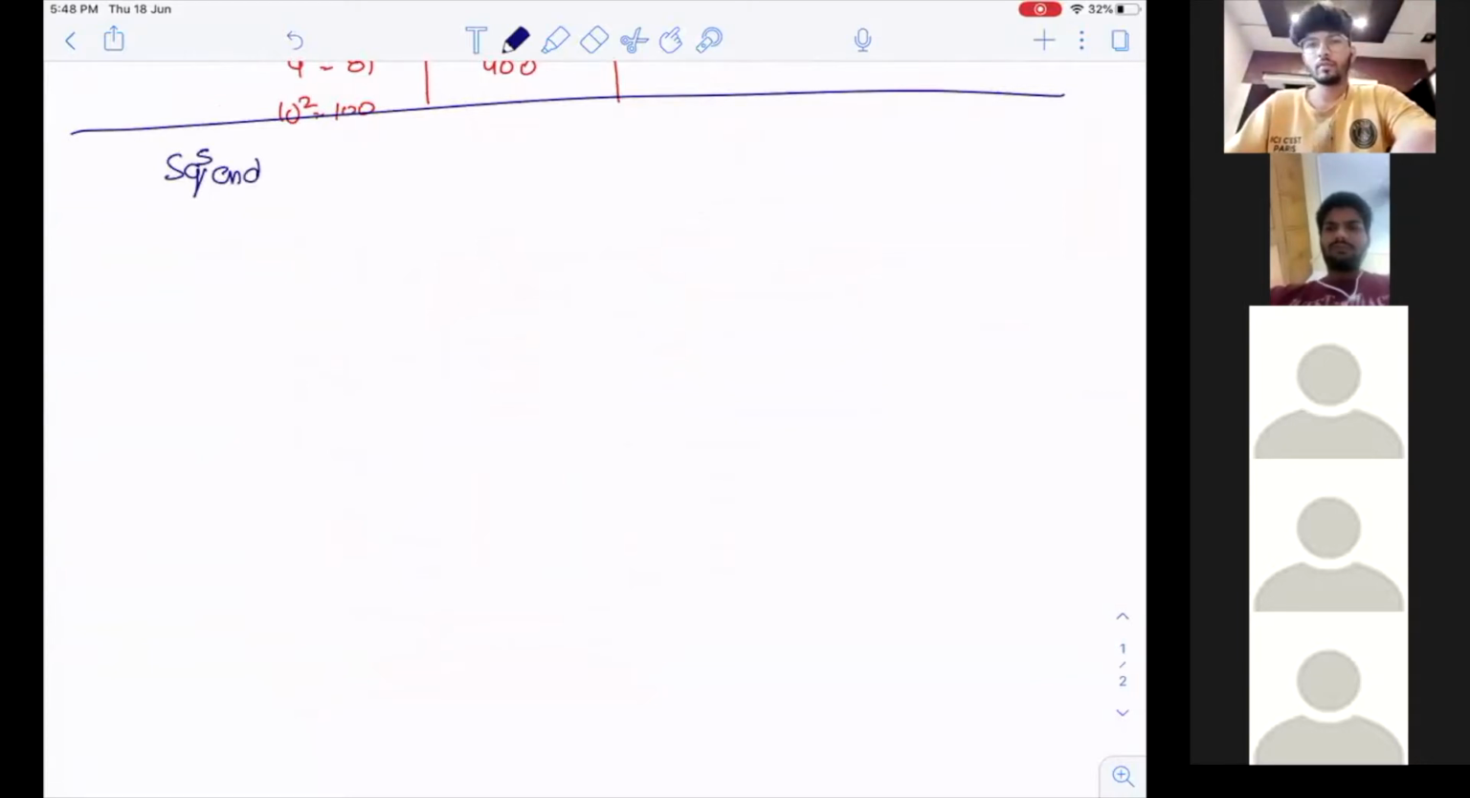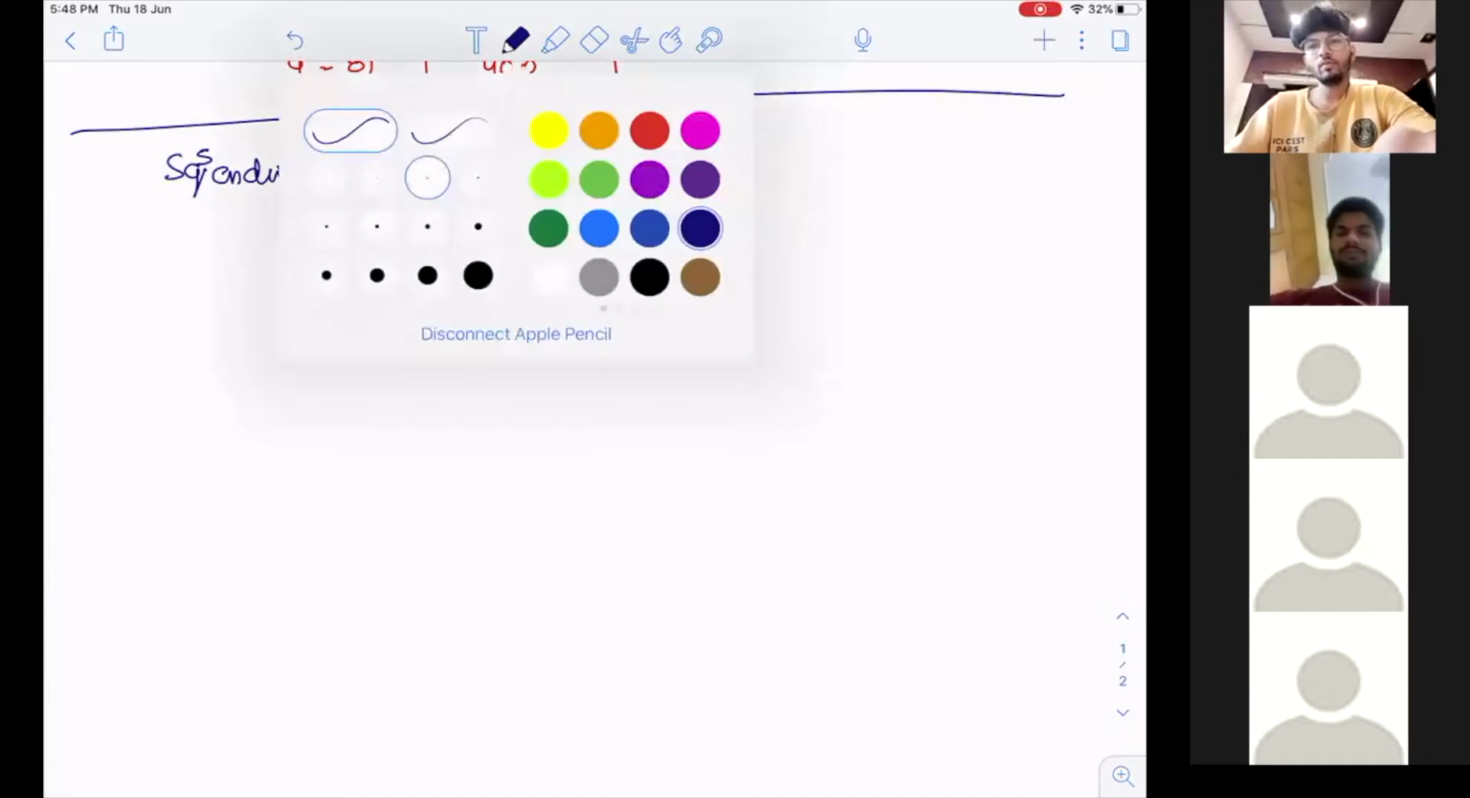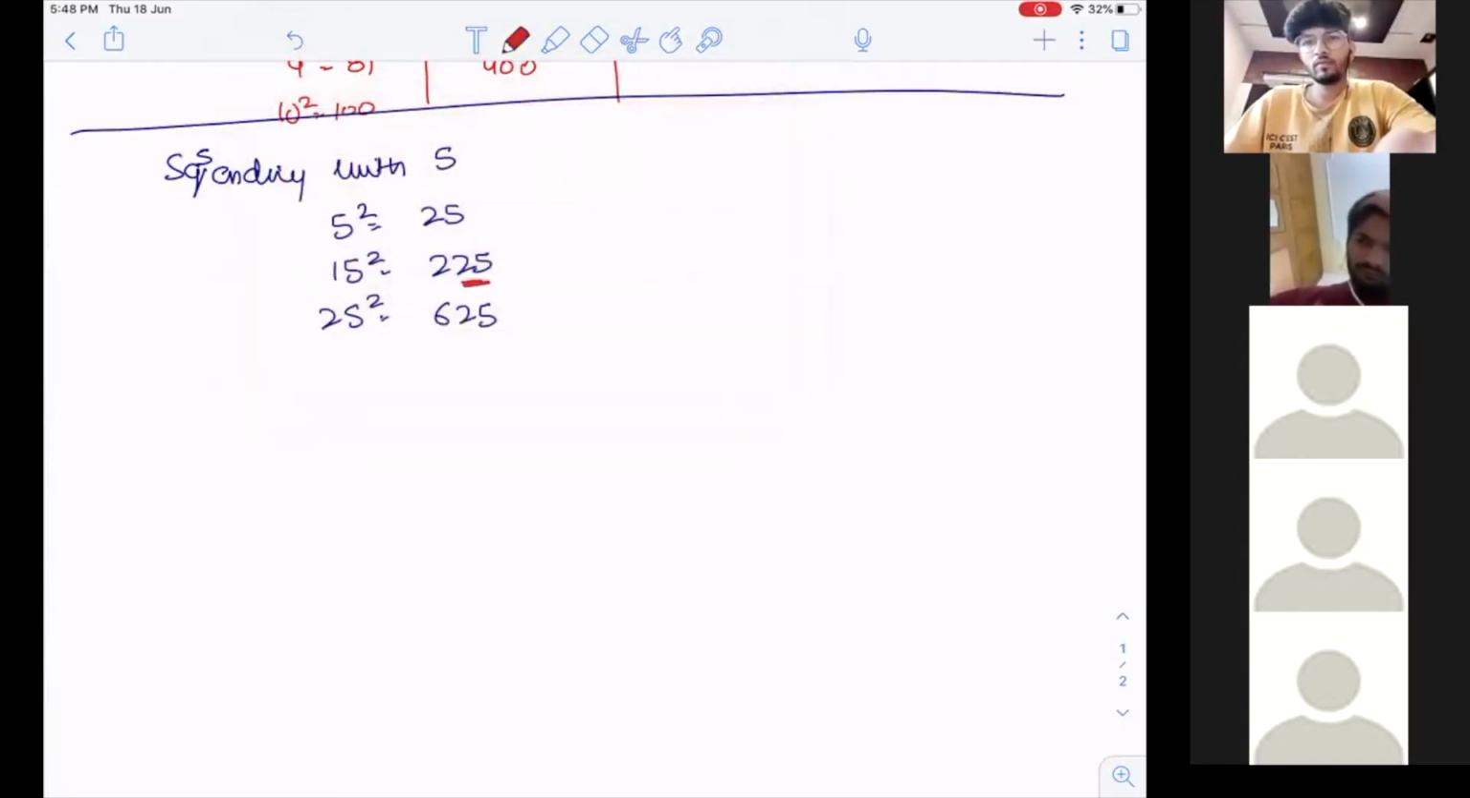ending with 5. What about squares ending with 5? What is 5 square? 25. What is 15 square? We all know this, 225. Yes or no? What is 25 square? You also know this, 625. But there's a very interesting rule that comes with it. What is my 5 square? Always 25. What's my preceding digit?